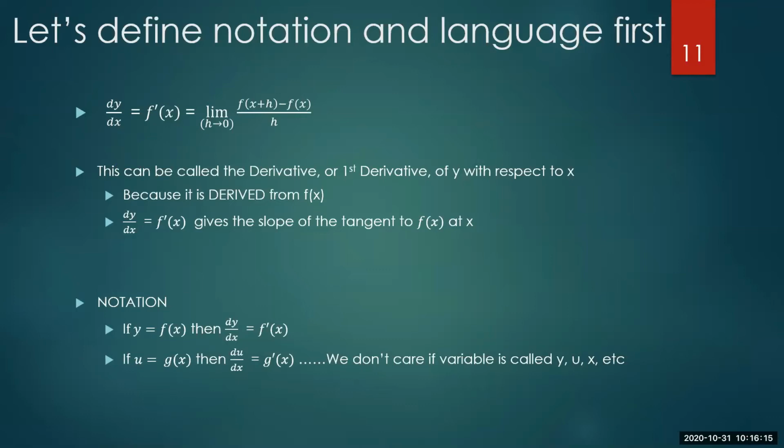The next thing to note is that dy dx, also known as f dash of x, gives the slope of the tangent to f of x at x. We will be coming back to that later. We'll be talking about tangents and how you find their slopes and so on. So if y is equal to f of x, we can say dy dx is equal to f dash of x. If u is equal to g of x, then we can also say du dx is equal to g dash of x. We don't really care if the variable is called y or u or x and so on, but generally speaking, we stick to y and x.